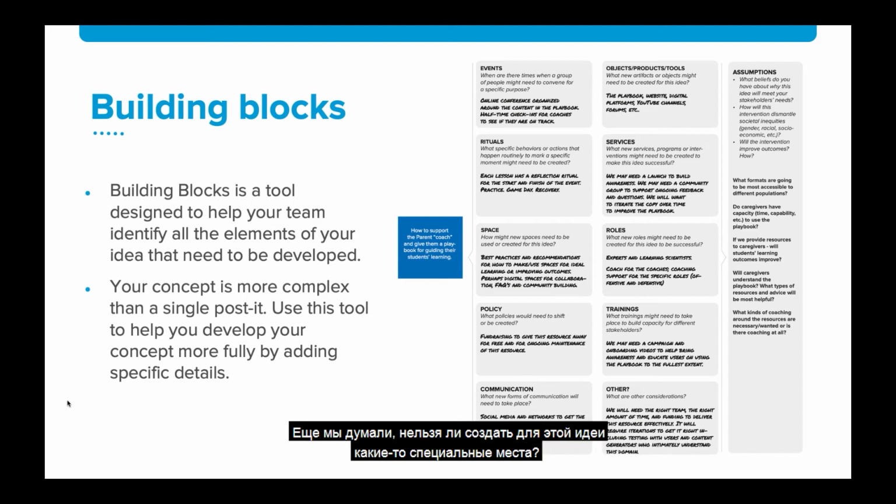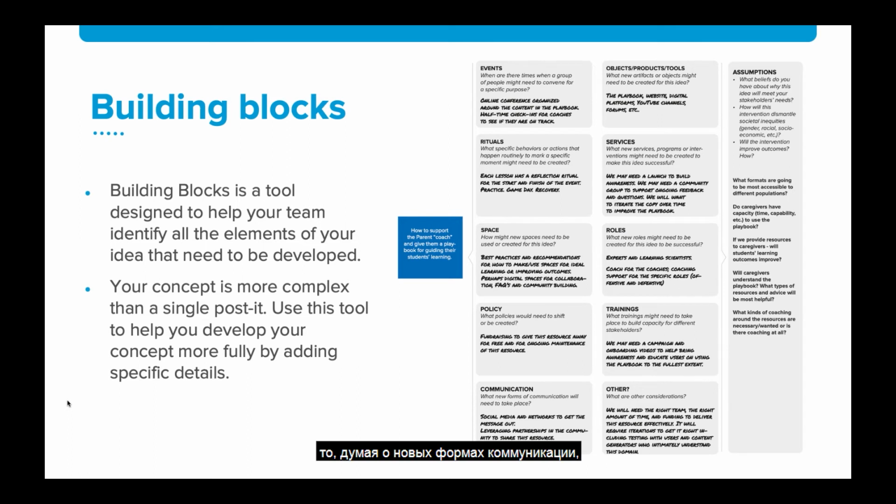Are there spaces that could be created for this idea? What about policies? What new forms of communication will need to take place? And around communication, the team decided that social media would be very important to get the message out. We also looked at objects, products, or tools that could enhance our idea. So we discussed about the playbook, having a website, digital platforms, YouTube channels, and forms.